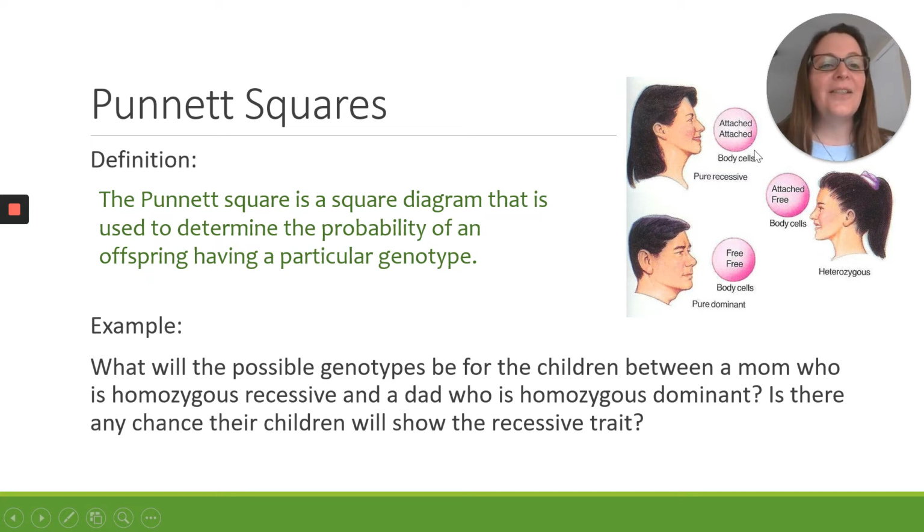So this is a body cell, that's why it's round, and the mom is pure recessive. Attached earlobes are the recessive trait. Free earlobes are the dominant trait, and this is the body cell of dad. And so when mom and dad get together and they have some offspring, the child has to get an attached allele from mom, because that's all mom has. The kid has to get an allele for free earlobes from dad, because that's all he has. So the offspring ends up being heterozygous.